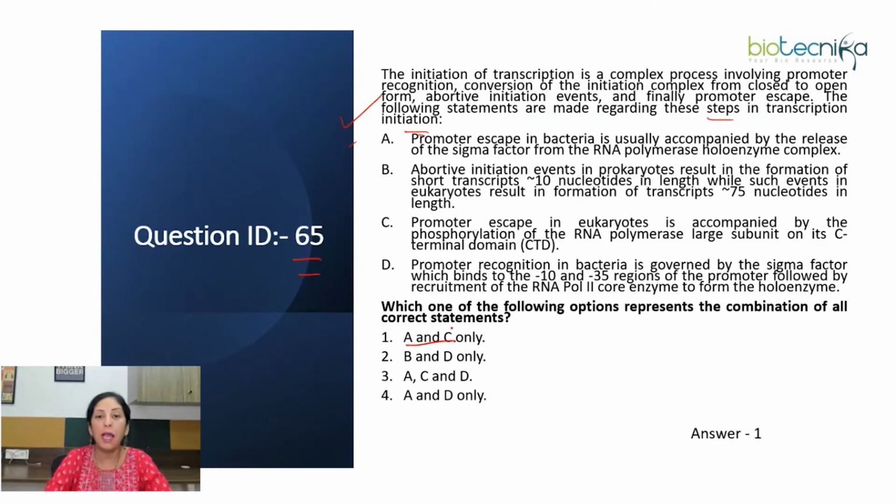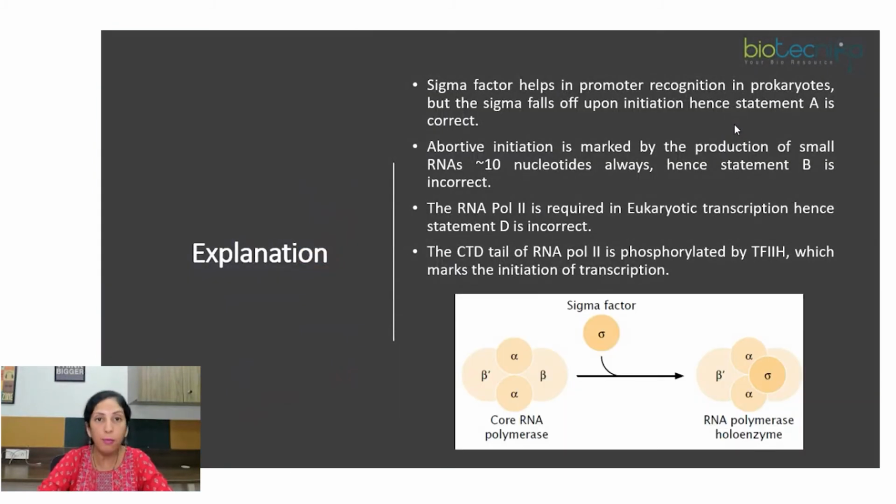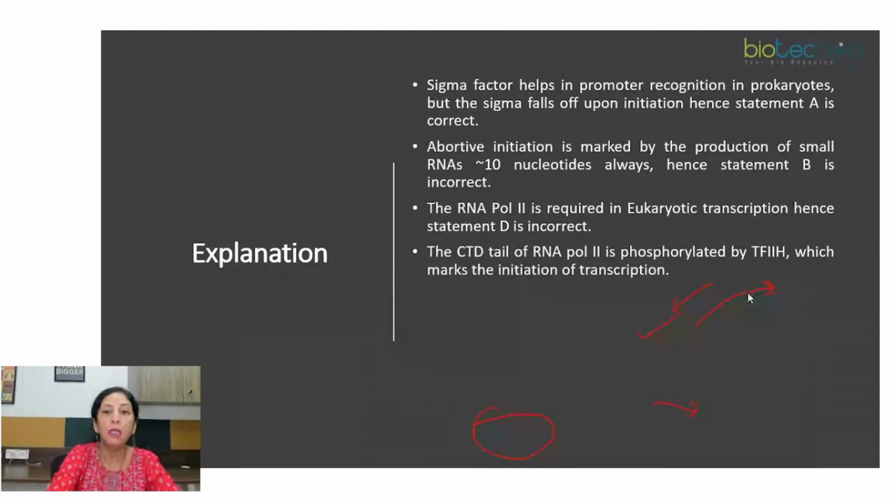So what do we have in statement A? Promoter escape in bacteria is usually accompanied by the release of the sigma factor from the RNA polymerase holoenzyme complex. Those who don't know about it, let me tell you that RNA polymerase in prokaryotes has a sigma factor bound to the core RNA polymerase unit, transforming it into the RNA polymerase holoenzyme. The sigma factor helps with the recognition of the promoter and it can further carry out the transcription. However, the sigma factor gets released, right? When RNA polymerase leaves the promoter, that is, when promoter escape happens, this sigma factor gets released. So that's what is mentioned in statement A.